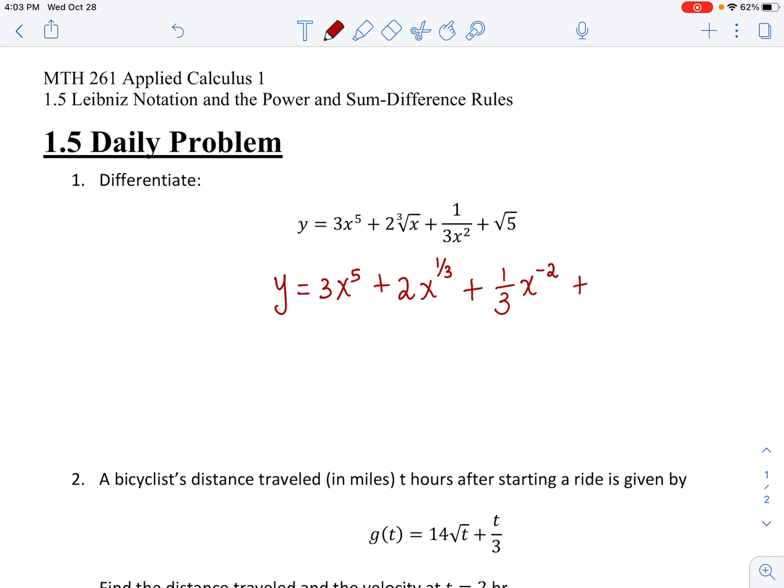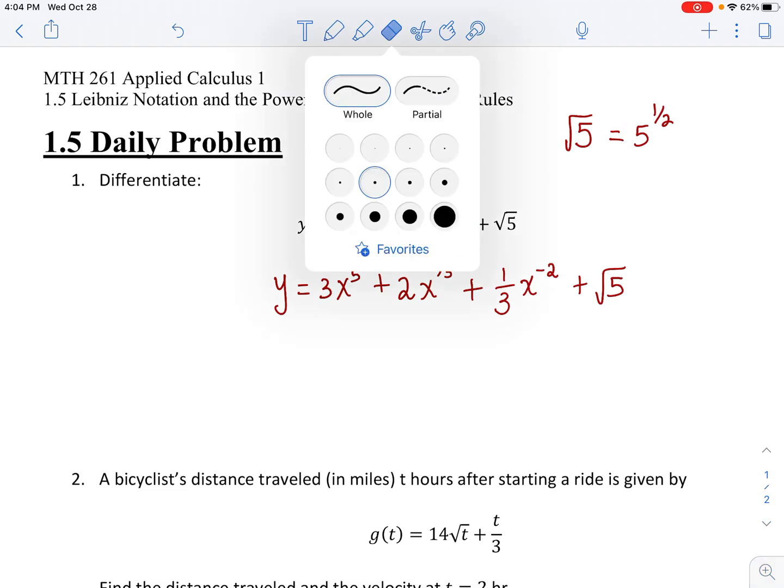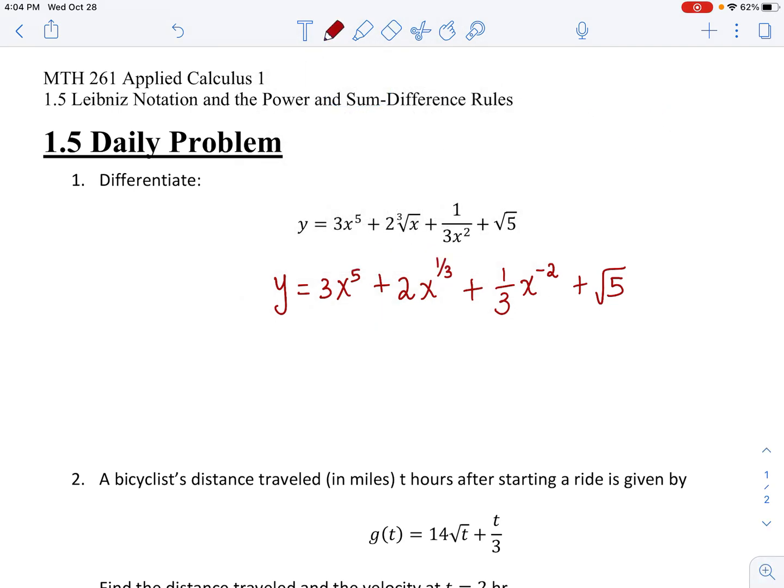All right, let's take a look at the very last one. It's just the square root of 5. Now notice I'm not going to write the square root of 5 as 5 to the 1/2 power. Okay, that's true, but this is just a constant, so I'm not using the power rule. And remember, the derivative of any constant k is just going to be 0. So if I take y prime now, the last one will just go straight to 0.